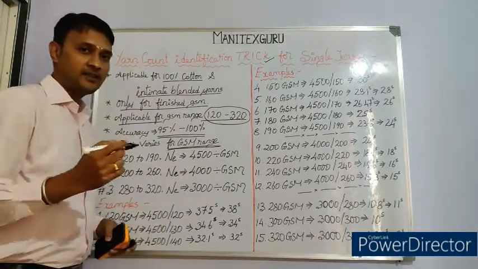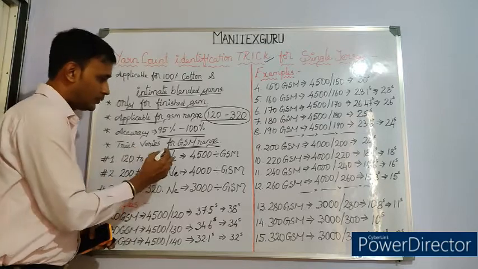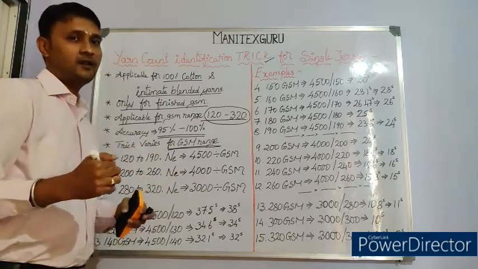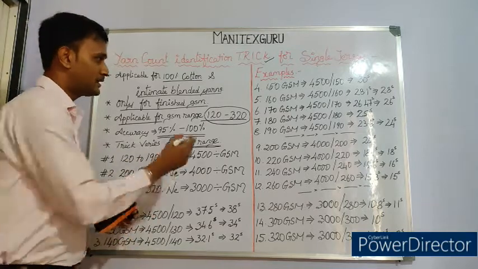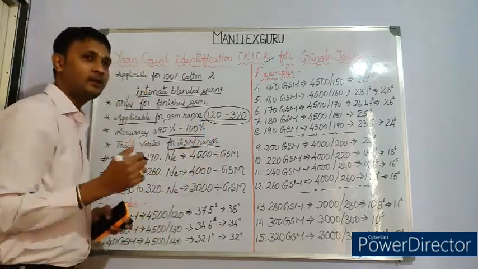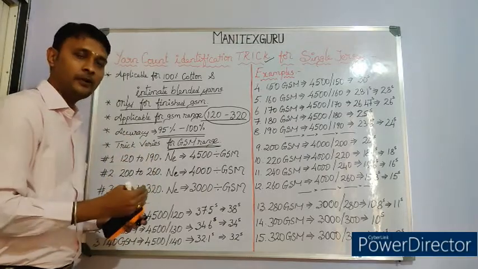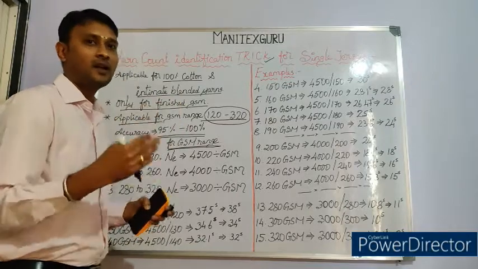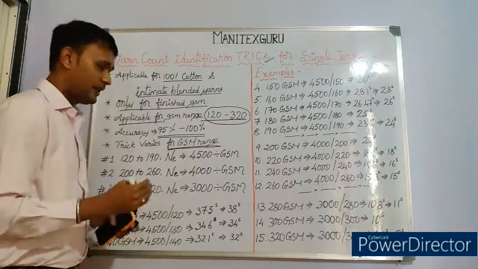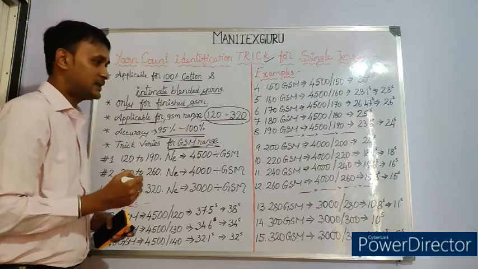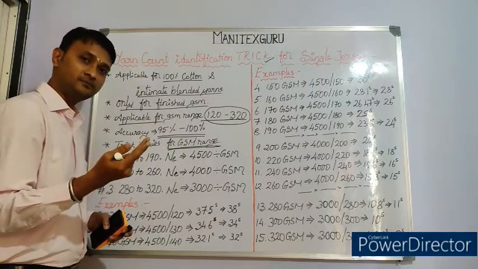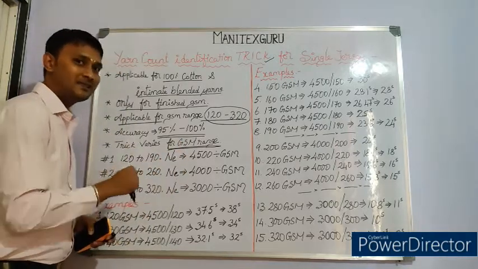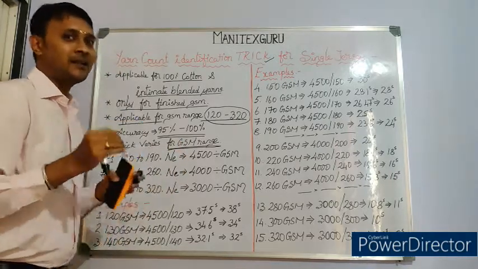The last and final condition is that the trick varies by GSM range. In general, knit jersey fabrics have a GSM range from 120 to 320. We name them lightweight, medium weight, heavyweight and extra heavyweight or ultra heavyweight fabrics. In the same way, this trick varies based on lightweight, medium weight, heavyweight and ultra heavyweight. But the trick is going to apply within the range.